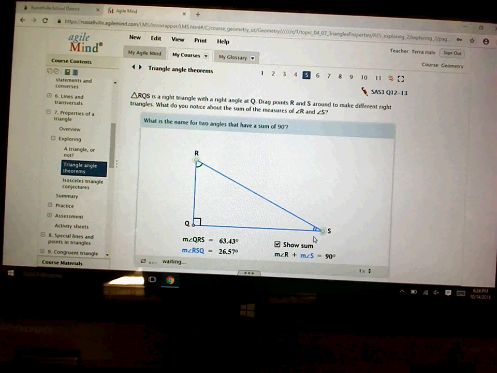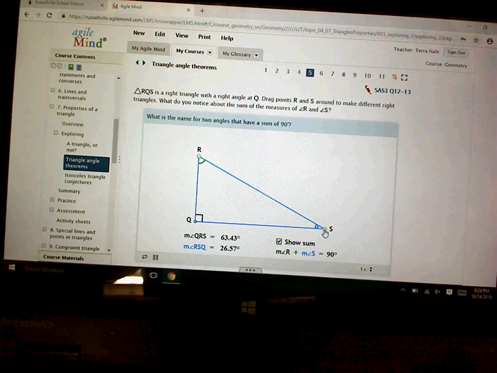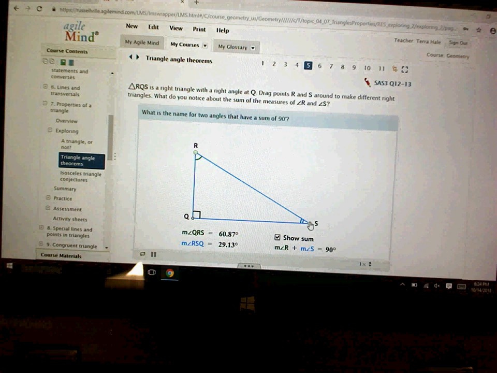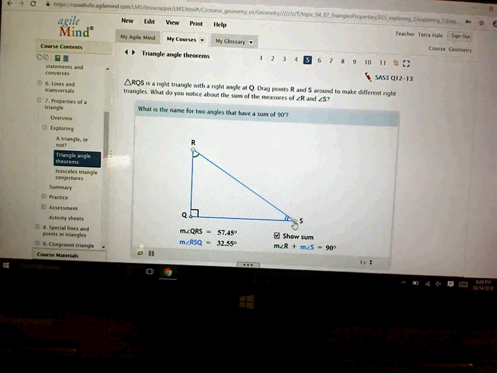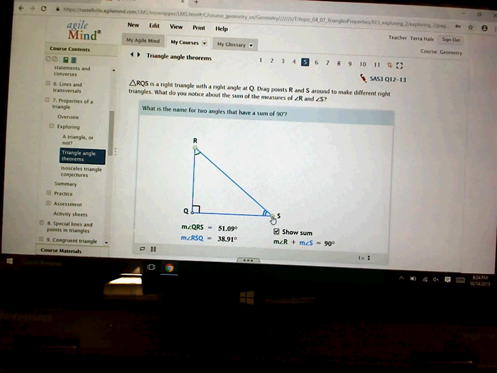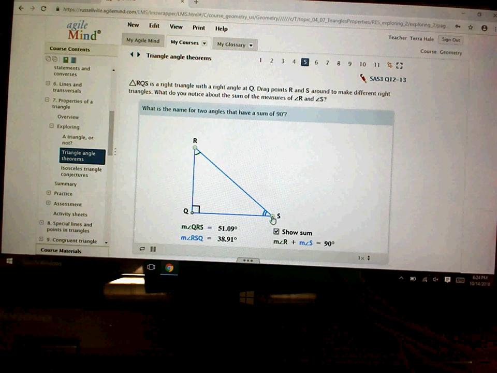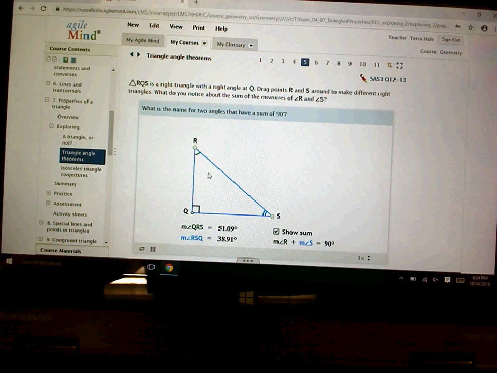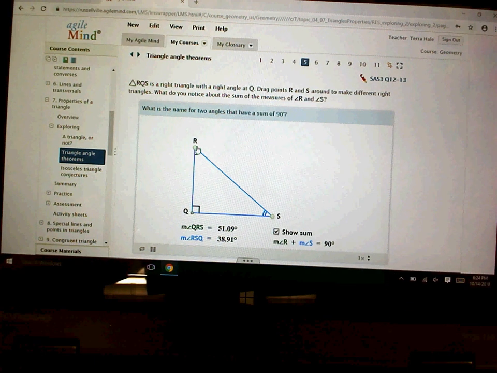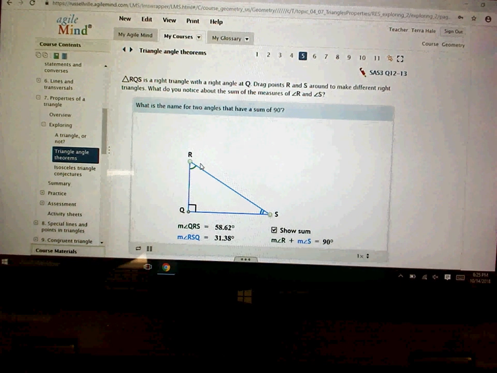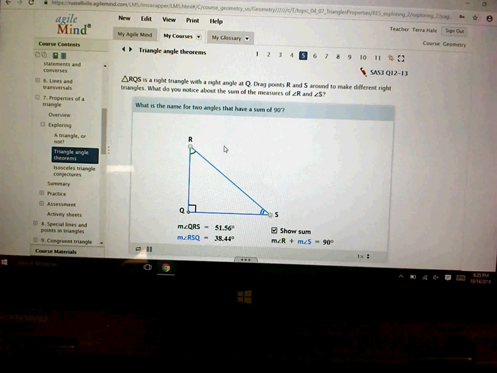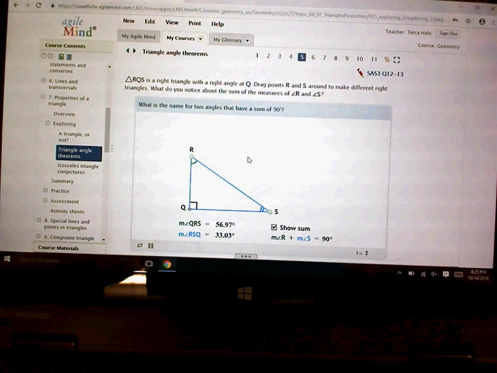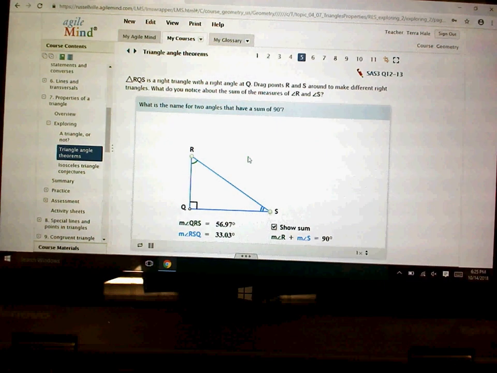Well, if I change this triangle, but keep it a right triangle, but if I just change the measure of angle S, by moving that, do you see that the sum is remaining 90 degrees? Same thing if I change where angle R is in the drawing. Changing its measure, is it changing the sum of angle R and S together? And you can see it's not.